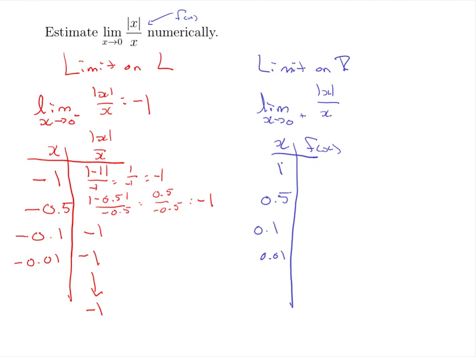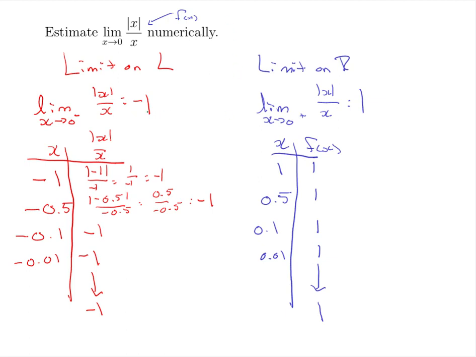You'll notice that since all these are positives, the absolute value doesn't really do anything. It just leaves it positive. So this is going to be 1 divided by 1, half divided by half, 0.1 divided by 0.1, 0.01 divided by 0.01. This limit, on this side, all these y values are going to be 1. So we could say the limit on the right is going to be +1.